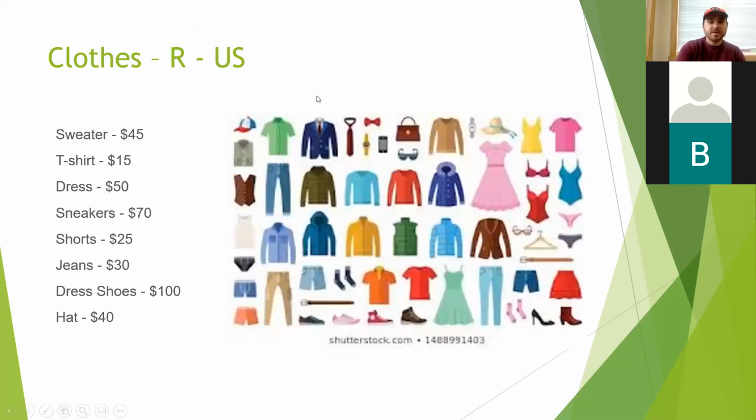What I'm going to go to next is one of the stores. This is Clothes R Us. They have a sweater, t-shirt, dress, whatever. So all the prices are listed right here. Everybody in your group is going to put the same thing down on their sheets.